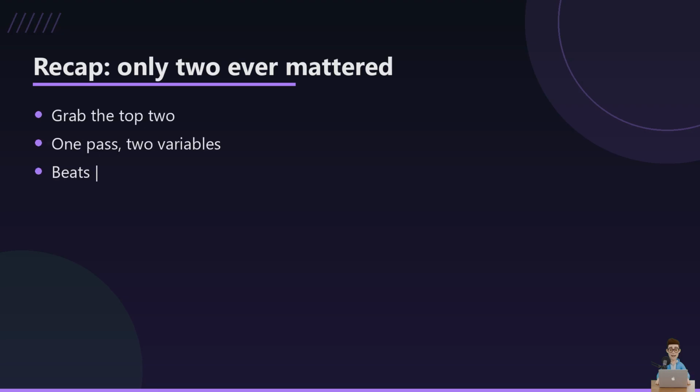Remember the trap from the start. 500 numbers that look scary, only 2 ever mattered. The top two grab: find them in one pass, and now you'll see the same top-few shape in leaderboard and ranking problems everywhere.